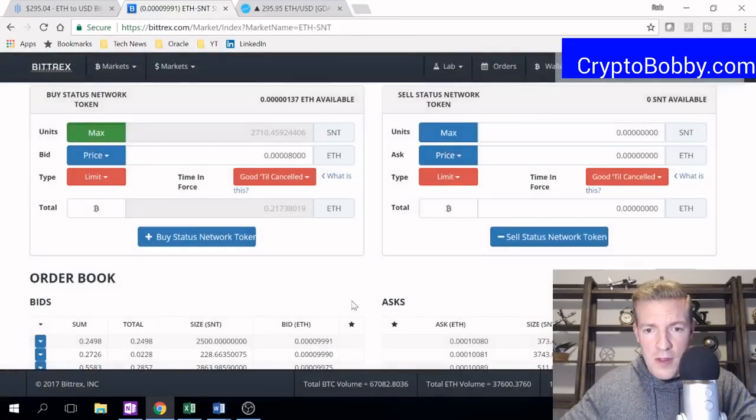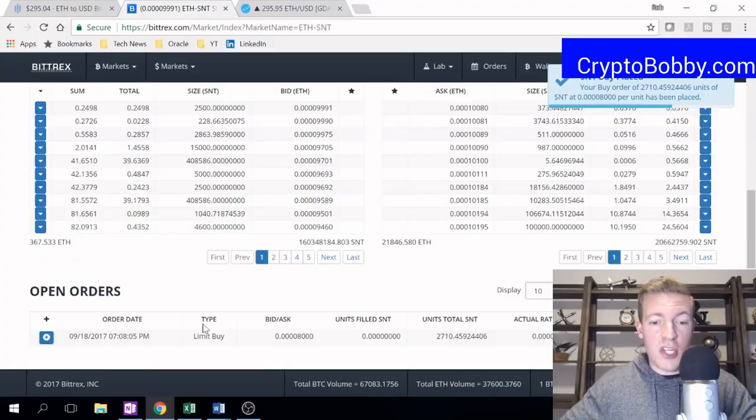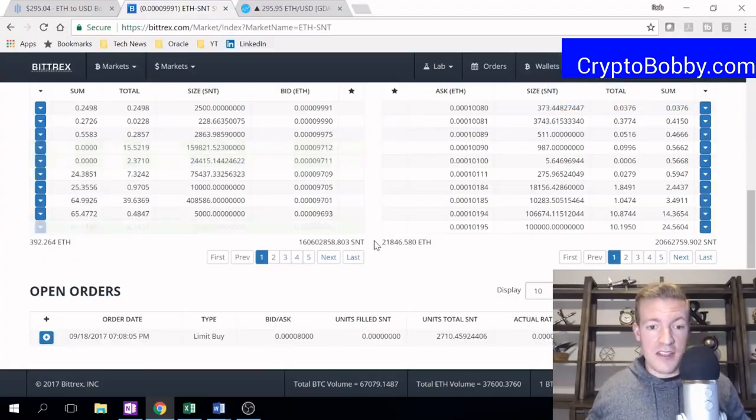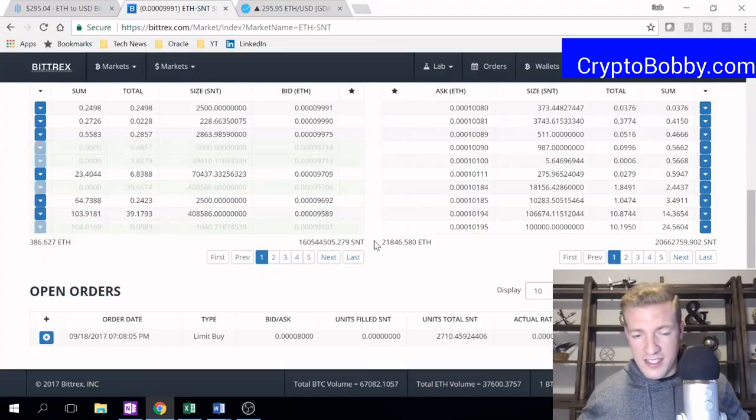So I'll click confirm here, and my buy order is going to be placed there, and this is going to be open until it's either filled or I cancel it, is essentially how that will work going forward. And you can do that from a buy order or a sell order perspective.